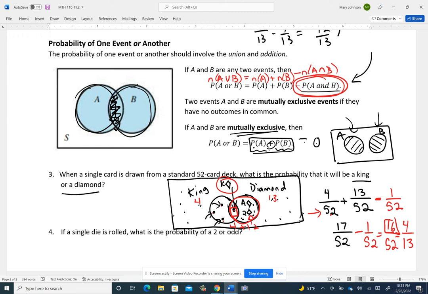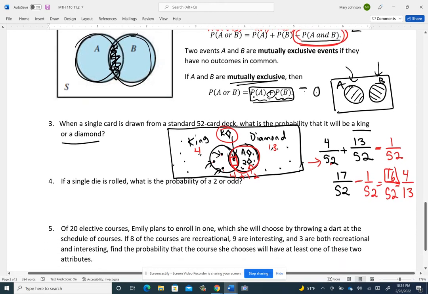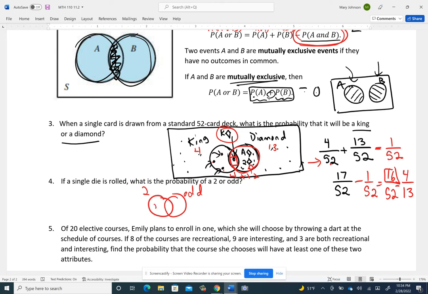Okay. All right, so let's look at another scenario. So number 4 says a single die is rolled. What's the probability of getting a 2 or an odd number? So if you think about you're rolling a die, okay? So if we have one circle that's odd and one for the probability of getting a 2, well, there's one number 2, okay? So you'd have a 2 sitting there. And then the odd ones would be 1, 3, and 5.